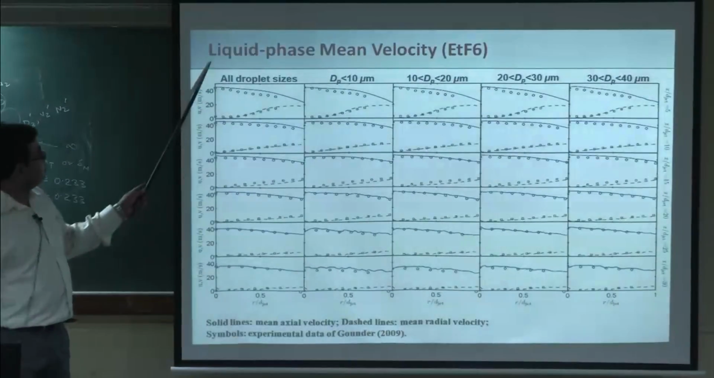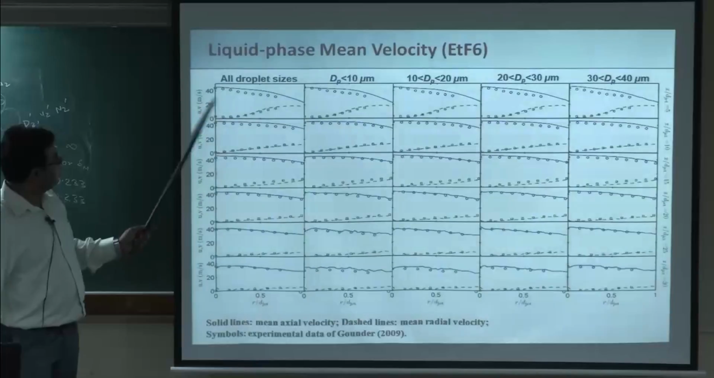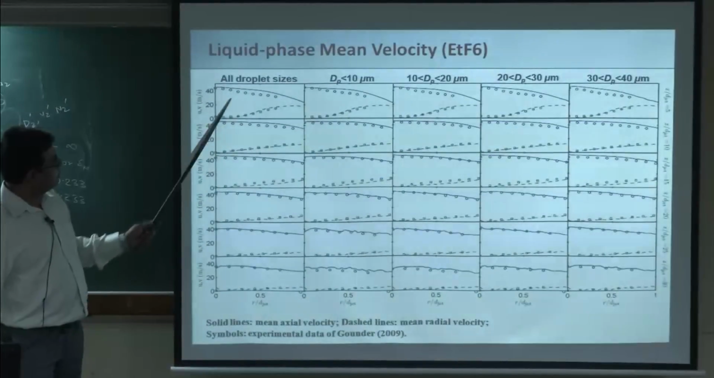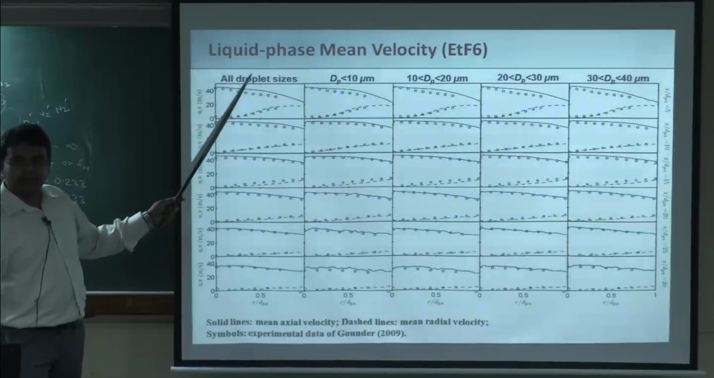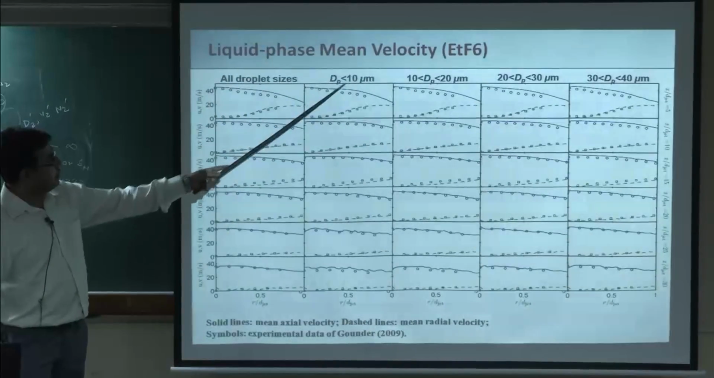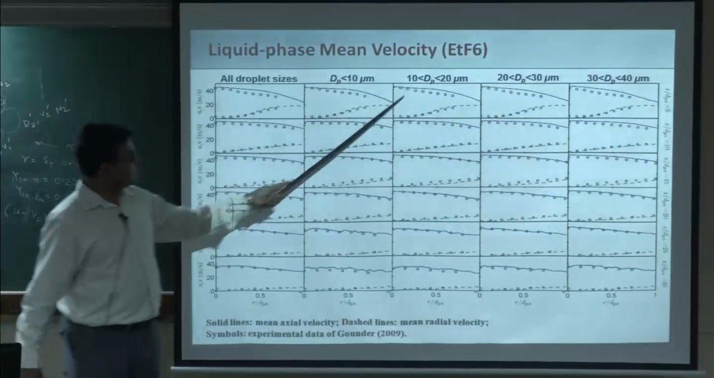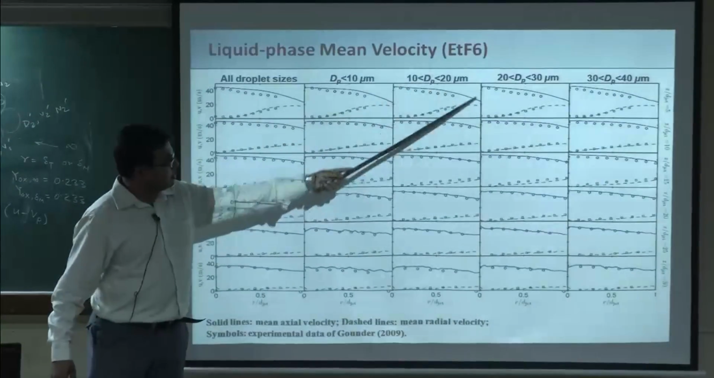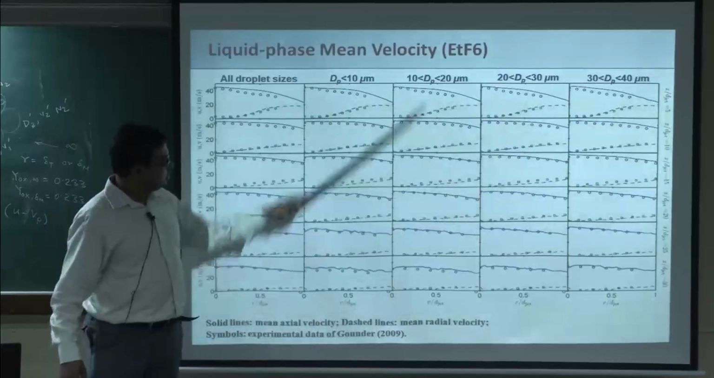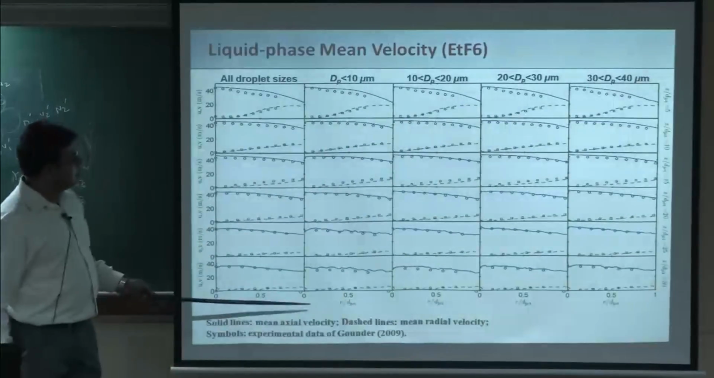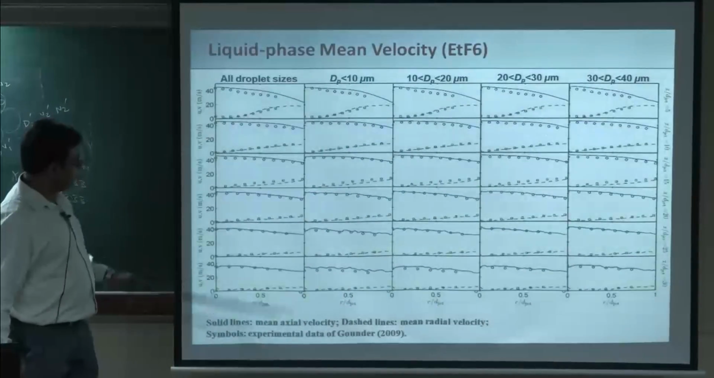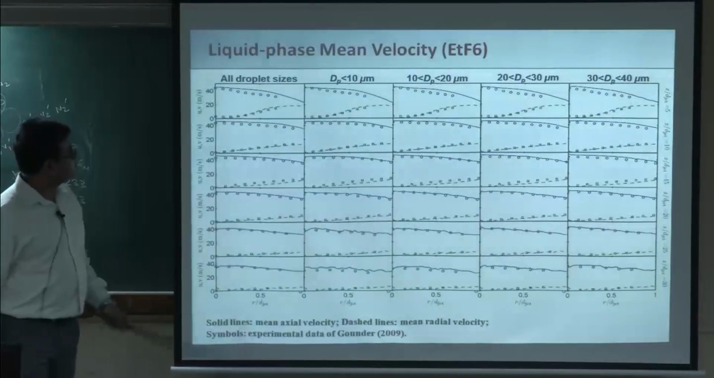Now these are the liquid droplet statistics. So you see the droplet mean velocity, the mean radial and the mean axial velocity, and for different droplet size classes plotted. The droplet diameter less than 10 micron I have sampled, and then I have compared with the experimental results, and between 10 and 20 micron, 20 to 30 micron, and we see fairly good agreement in all these axial locations.